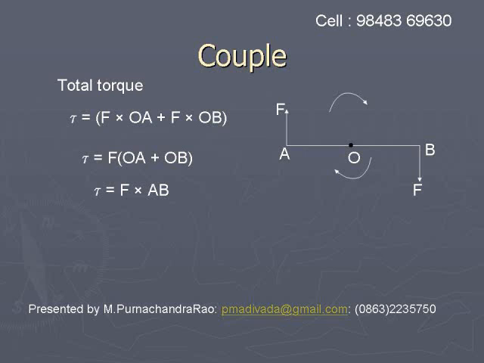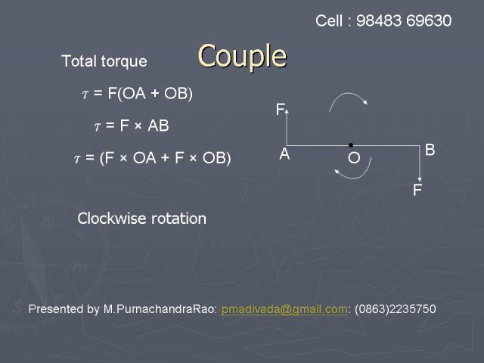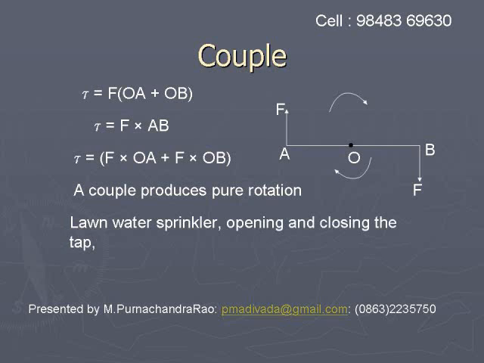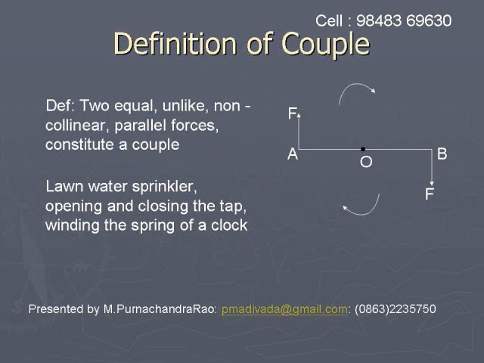From the figure, the torque creates clockwise rotation. A couple produces pure rotation. For example, a water sprinkler, which we use in lawns, the opening and closing of a tap, and winding the spring of a clock. So these motions are due to couples.